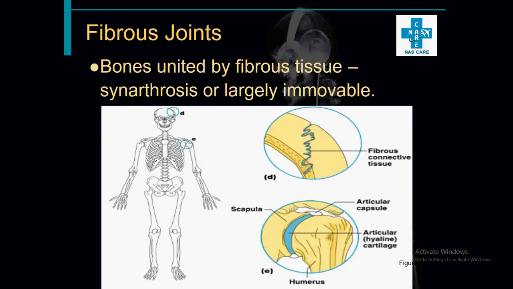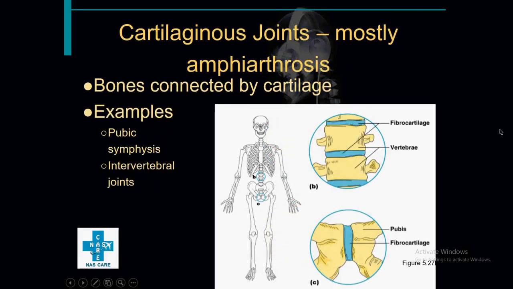Fibrous joints: the bones are united by fibrous tissue, synarthrosis, or slightly movable. Here we saw fibrous connective tissue, and in the shoulder we have the humerus, the articular hyaline cartilage, and the scapula. The cartilaginous joint is mostly amphiarthrosis, with bones connected by cartilage. Look, these are the vertebrae and fibrocartilage, with examples like the pubic symphysis and intervertebral discs. They connect bones by cartilage.